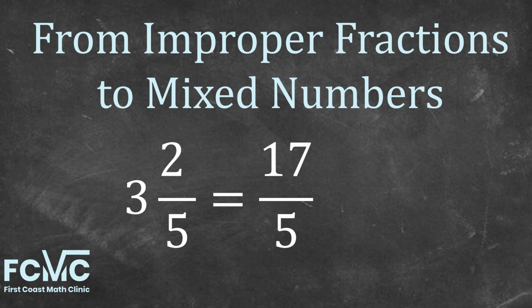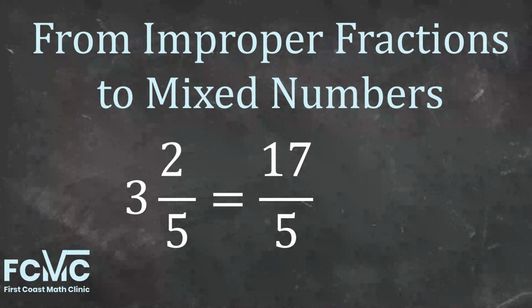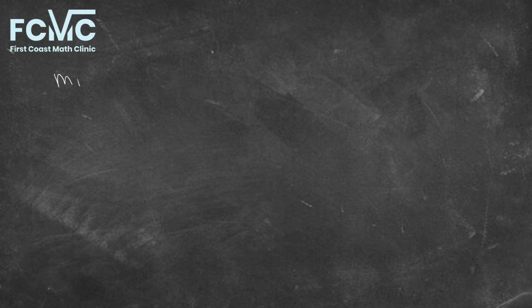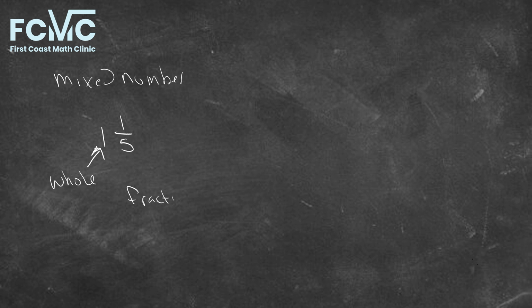In this video, we're going to talk about how we convert between improper fractions and mixed numbers. Let's get into it. Let's start with a mixed number, and we'll start with the example 1 and 1/5. This is a mixed number because we have two parts: we have our whole number here, and we have our fractional part, with our numerator on the top and our denominator on the bottom.